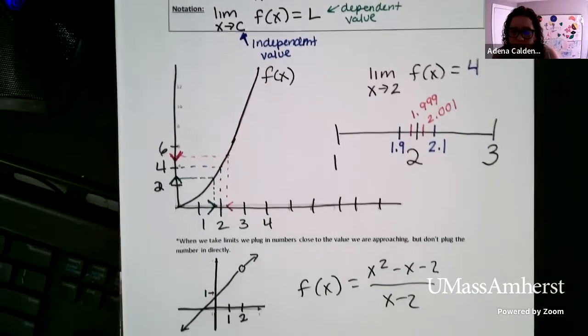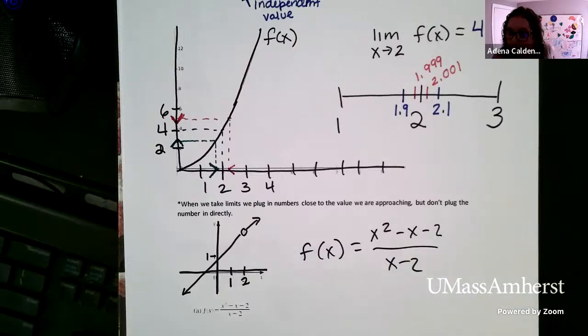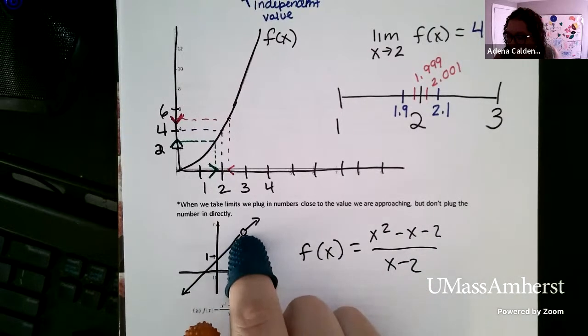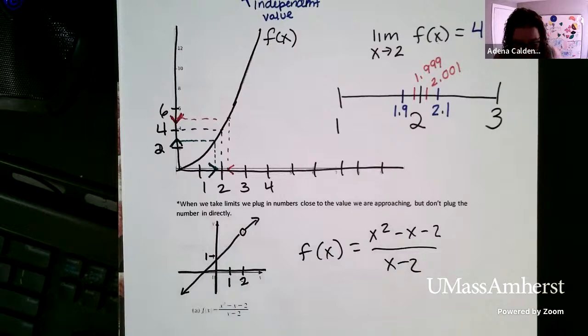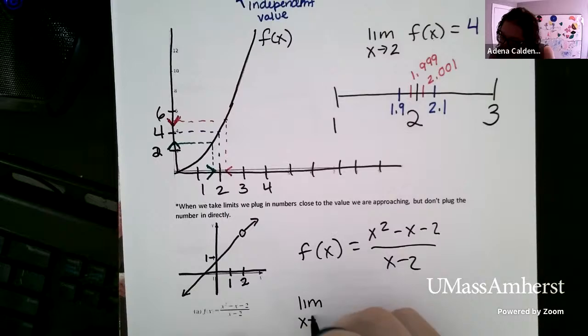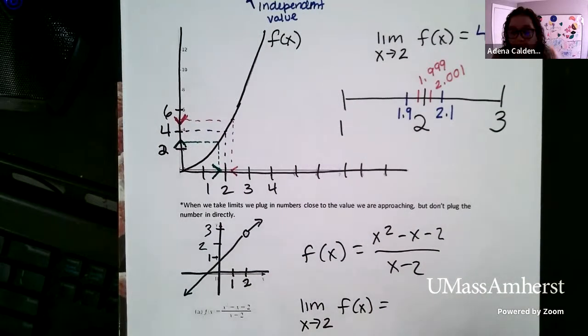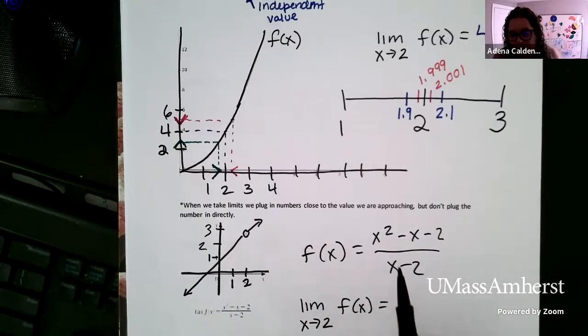So for example, consider the function x squared minus x minus 2 over x minus 2. This particular function, because of this x minus 2 down here, has a hole up here at 2. So if we wanted to talk about the limit as x approaches 2 of our function listed above, we could still talk about the limit even though we can't plug in a 2, right? If we plugged in a 2, we get a 0 in the denominator and we're in trouble.